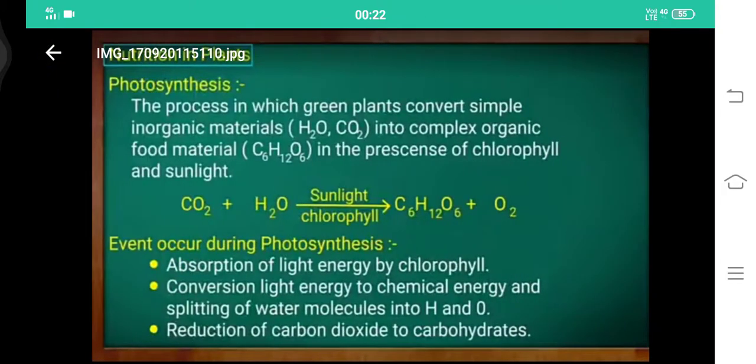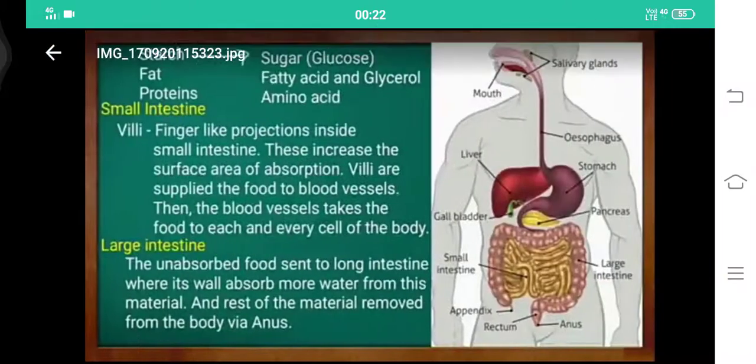Now we can move on. See, this is the autotrophic nutrition. Now we can move on to the heterotrophic nutrition. Clear? Okay. Observe carefully.